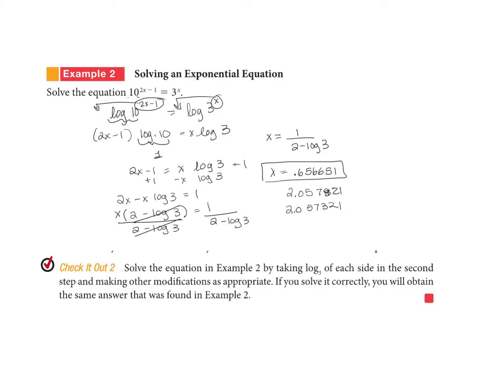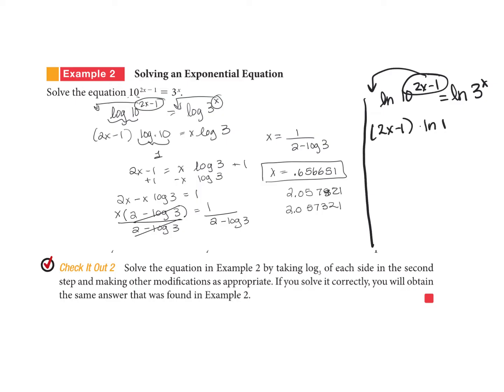I mentioned at the beginning that I could have done this same problem using the natural log. I'm going to do that over here real quick. So we've got the natural log of 10 equals natural log. So I'm taking the natural log of both sides. Once again, we're using the property where this comes down. The process ends up being pretty much the same.